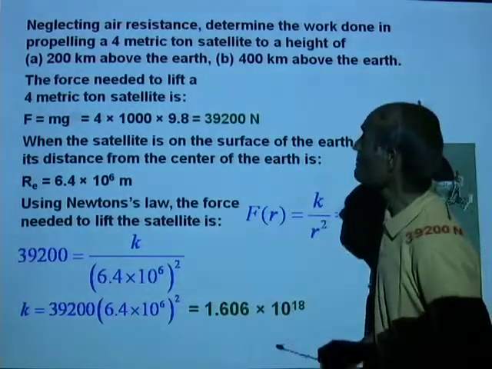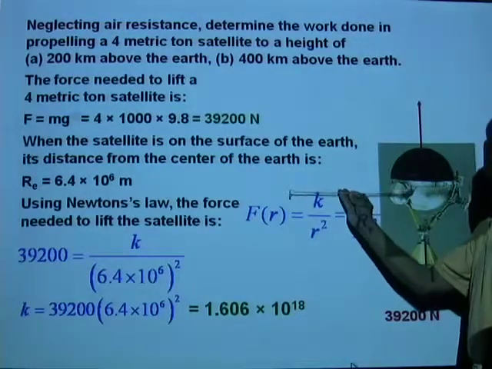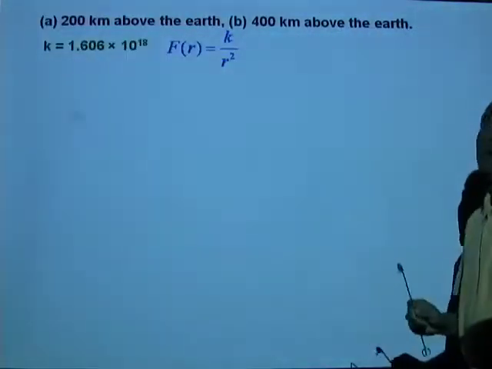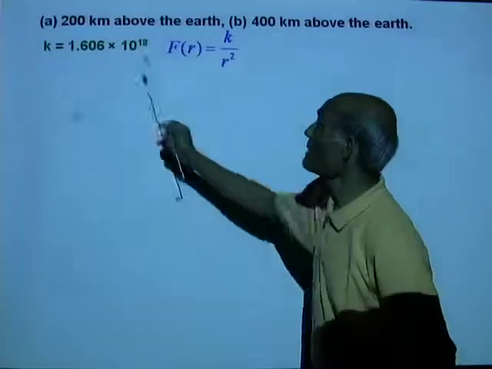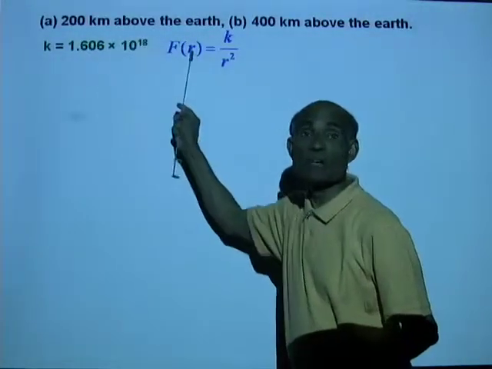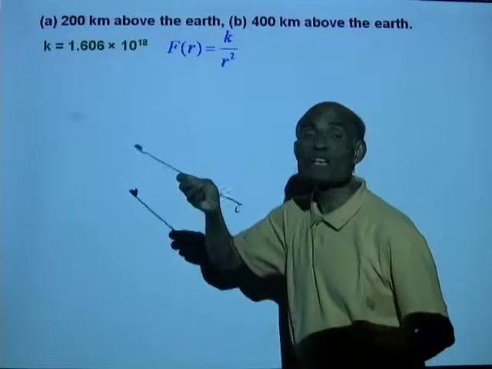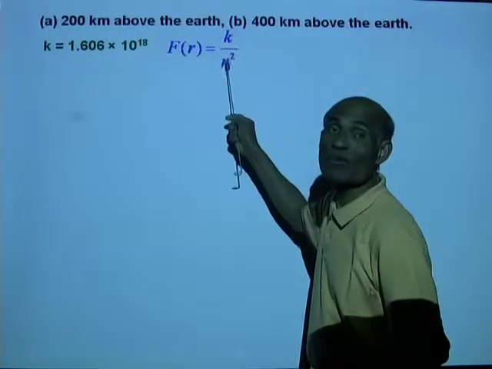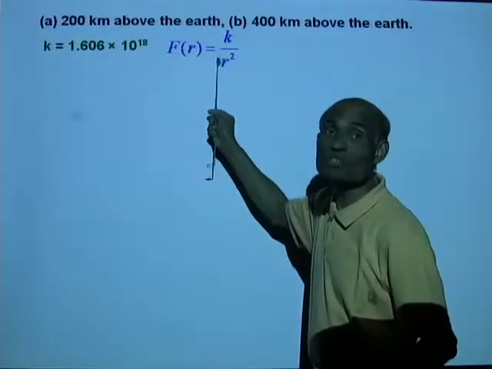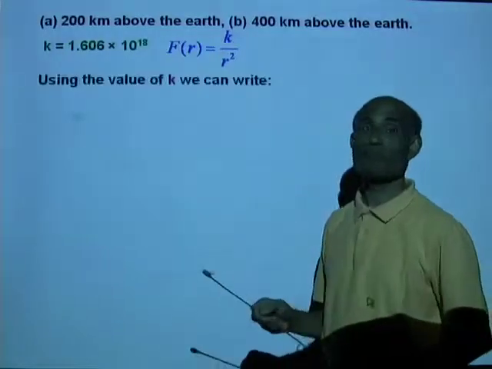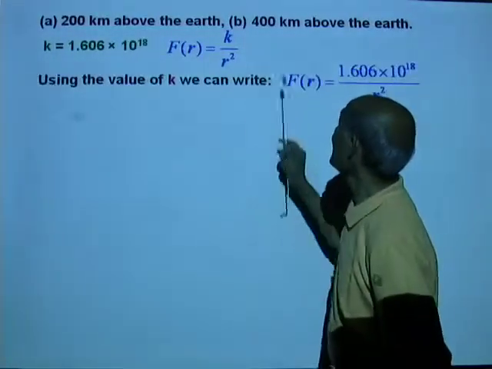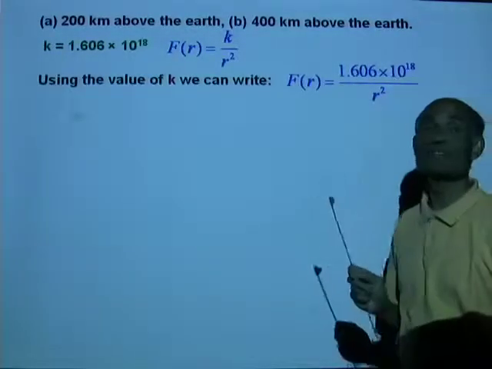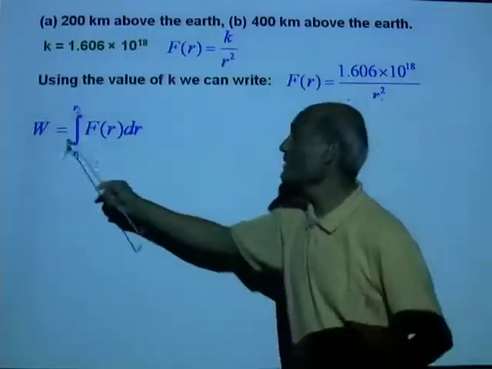Alright, we will now use this value of K to find the work done when the satellite is lifted from R equal to R1 to R equal to R2. Well, so we have these values. We know K. We know that the force that is needed to lift the satellite is of the form F equals K over R squared. That means this force will change with this R. Well, using the value of K, we have F equals 1.606 times 10 to the 18 divided by R squared.